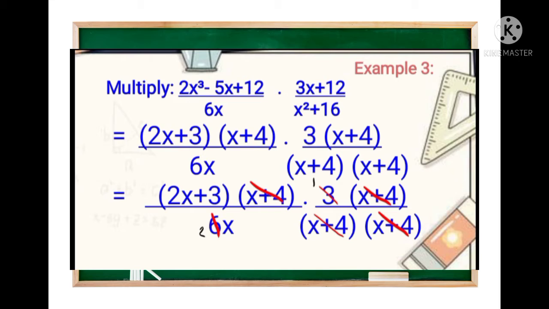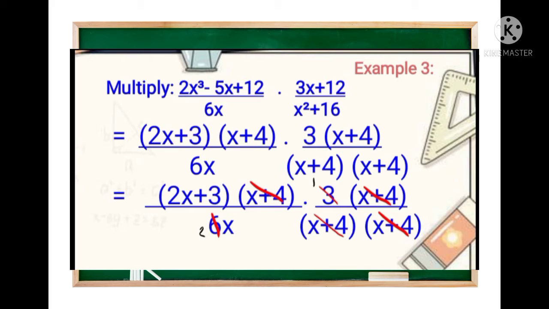Last example, 2x squared plus 5x plus 12 over 6x times 3x plus 12 over x squared plus 16. Factor them, and the factor of 2x squared plus 5x plus 12 is the quantity of 2x plus 3 times the quantity of x plus 4. Then the factor of 3x plus 12 is 3 times the quantity of x plus 4. Then the factor of x squared plus 16 is the quantity of x plus 4 times the quantity of x plus 4.